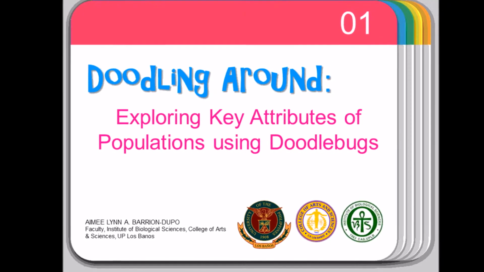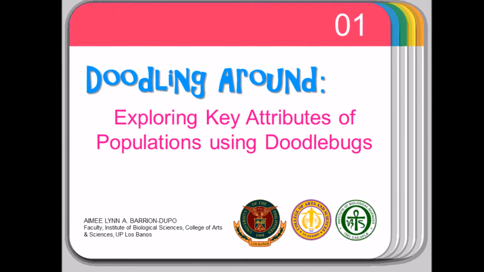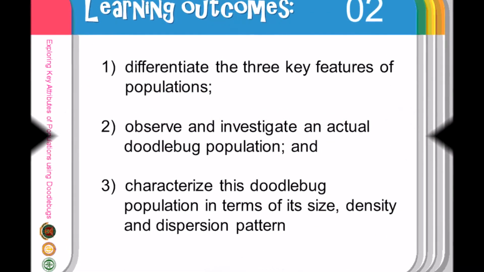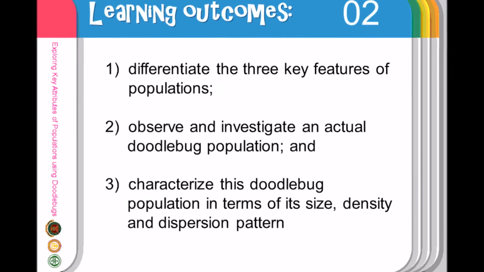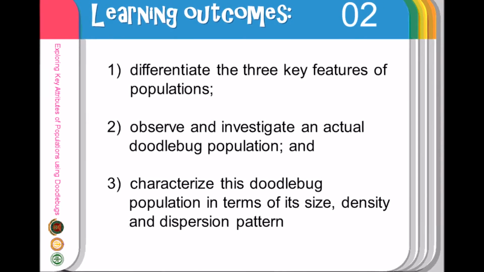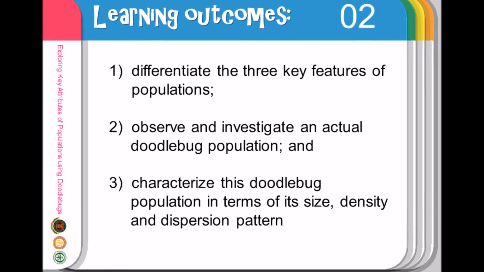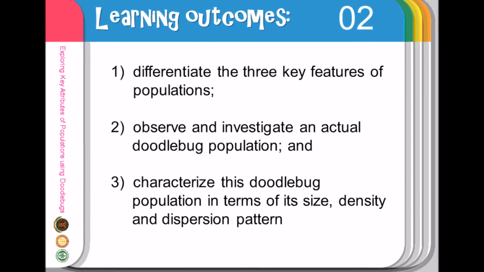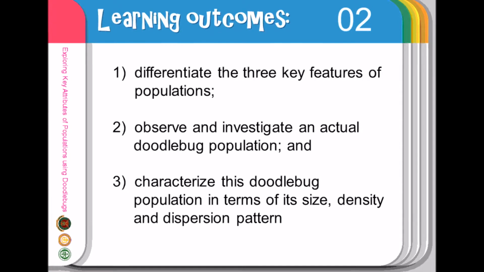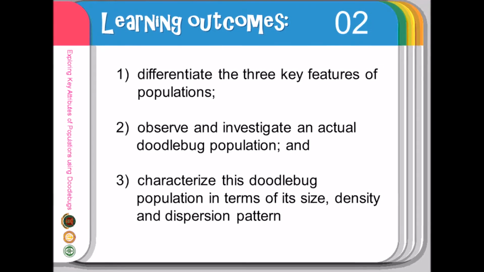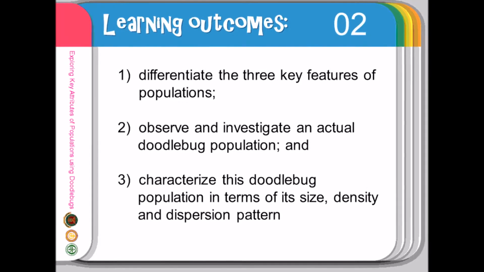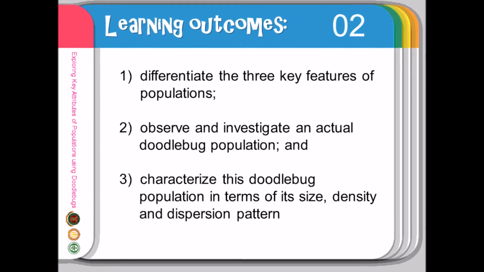Hi, today we'll be discussing key features or characteristics of a population. At the end of this lesson, students are expected to be able to: 1, differentiate the key features of populations; 2, observe and investigate an actual doodlebug population; and 3, characterize this doodlebug population in terms of its size, density, and dispersion pattern.